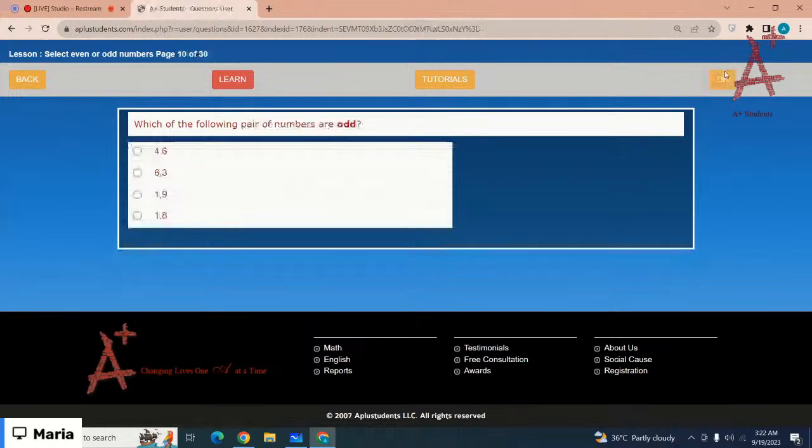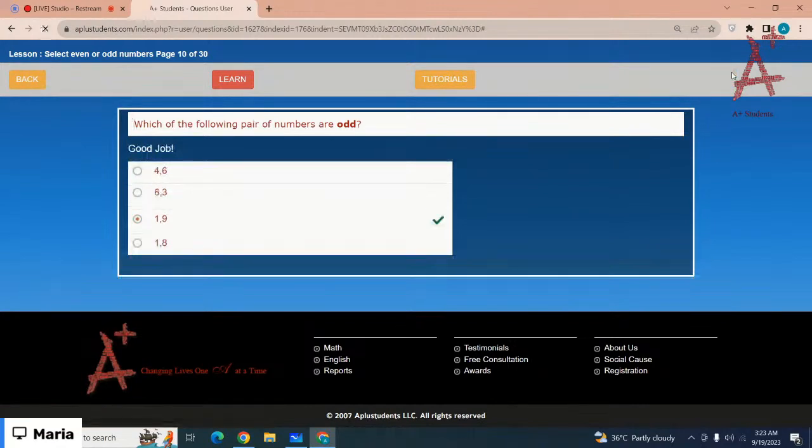Which of the following pair of numbers are odd? You have to select the pair that are odd. Both the numbers must be odd. Which is the correct option? Yes, the correct option is 4 and 6, right? No, they both are even. You have to select the one that are odd. So which is the correct option? Odd. 1 and 9 are odd, right? Okay, you can complete the lesson by yourself later today.